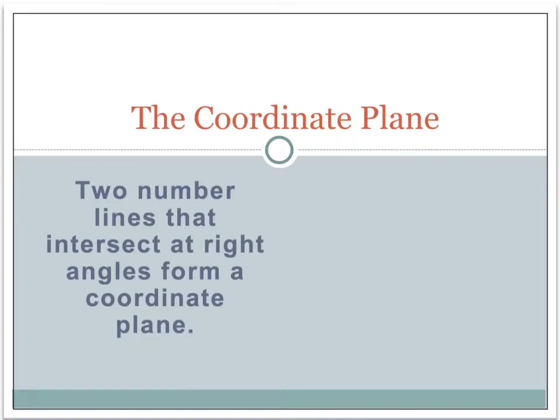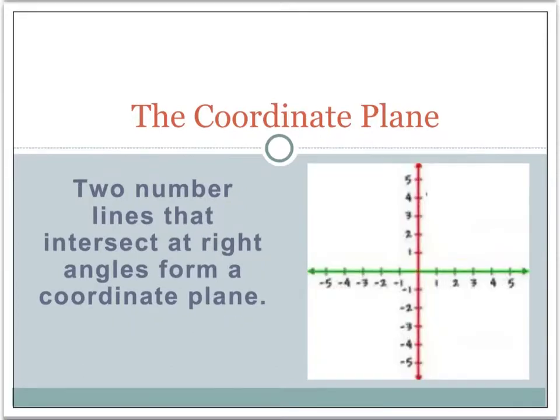This is Mrs. Carnes, and we're going to be talking about the coordinate plane today. For most of you, this is probably review. So you'll probably remember that a coordinate plane is two number lines that intersect at right angles. And so this is an example of a coordinate plane.